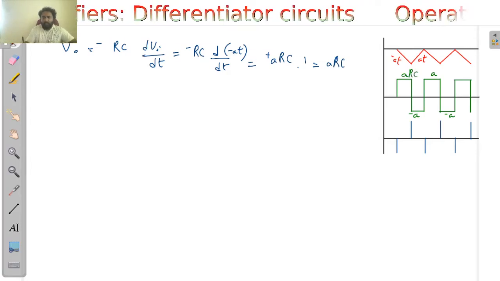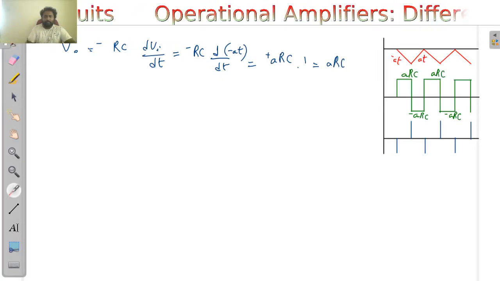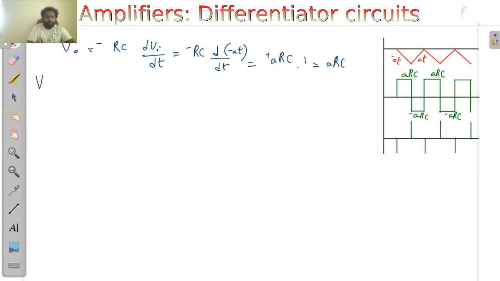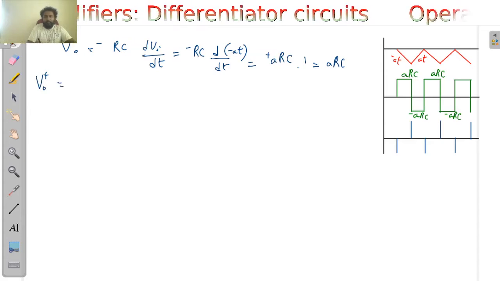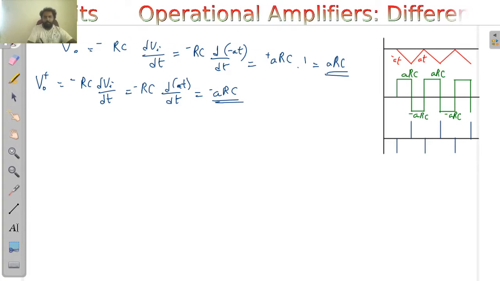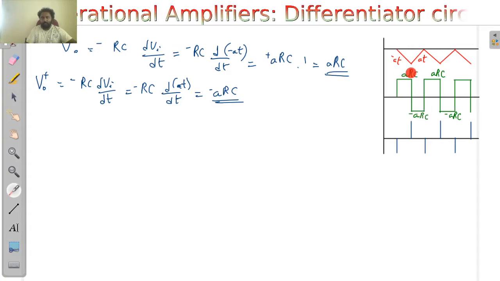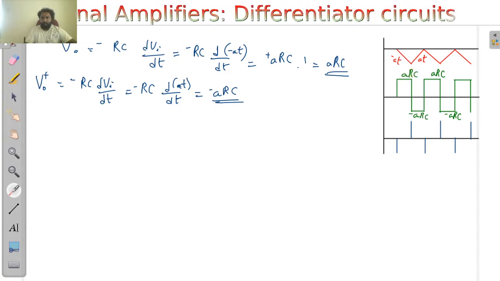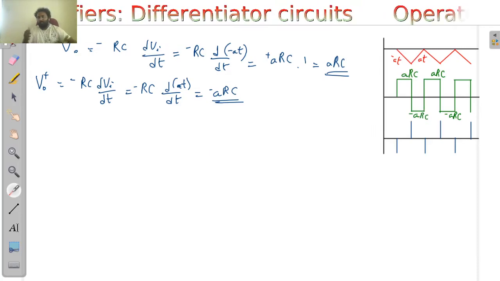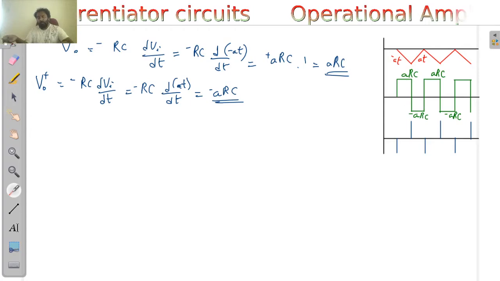ARC, this is minus ARC, this is ARC, and this is minus ARC. This thing is a constant. Similarly, for the VO positive condition, you get the positive peak and negative peak of your output square wave like this, ARC and minus ARC. Then the positive peak corresponds to the negative slope. The negative peak corresponds to the positive slope, just because of the fact that you are giving the input to the inverting terminal. So there is an inversion in between the input and output signals.